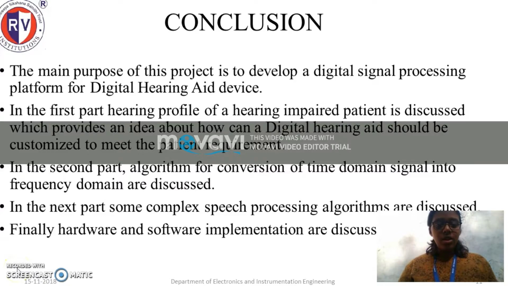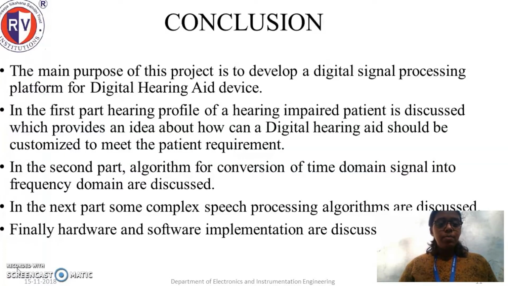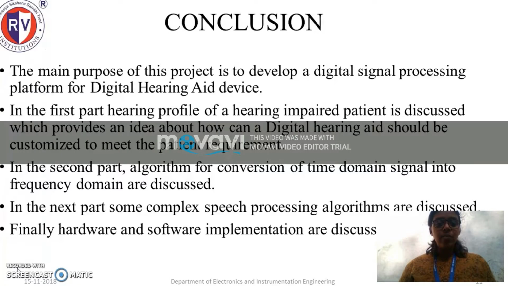So guys, you all already know what we are doing in our project and what we are implementing. So let us continue. The main purpose of this project is to develop a digital signal processing platform for a digital hearing aid device. In the first part, the hearing profile of a hearing-impaired patient is discussed, which provides an idea of how a digital hearing aid can be customized to meet the requirements of customers.